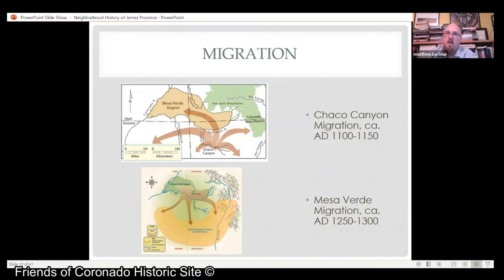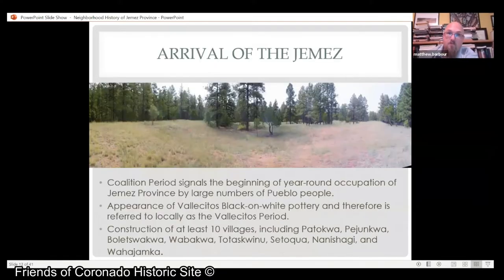So the first big migration kicks off the coalition. That's the abandonment of Chaco. And then after that, we're going to get a second migration. There are actually more migrations than this, but these are just two good examples, Chaco Canyon and Mesa Verde, because these are places you've probably heard of. With the Chaco Canyon migration, they shoot out all over the place. Some of them go into the Rio Grande. And then the Mesa Verde migration, they shoot out all over the place. These two big booms really transform Pueblo society in the Northern Rio Grande and in Jemez province. And it's during this coalition time period that we see the arrival of peoples that we would call Jemez today. There are large numbers of peoples entering into Jemez province around 1200 AD.